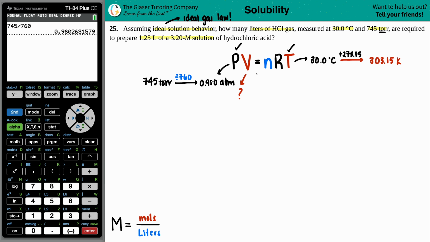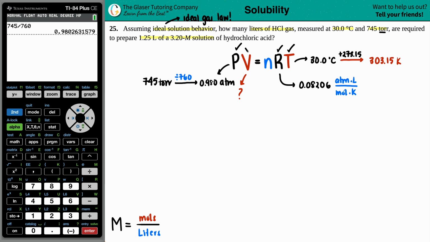I have my temperature. I'm searching for the volume. R is always a constant value, 0.0821, or if you want to be more specific, it's 0.08206. And the units for this R value, the gas constant, are atm times liter divided by mole times Kelvin. That's why you have to use Kelvin for temperature, atm for pressure, liters for volume, and the n value is in moles. So we have this checked out.